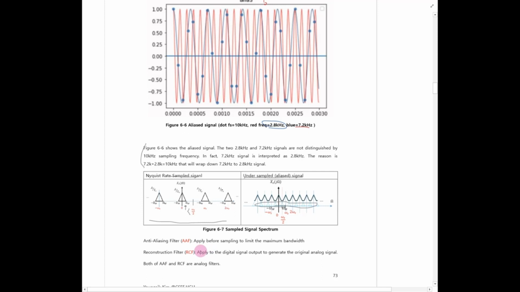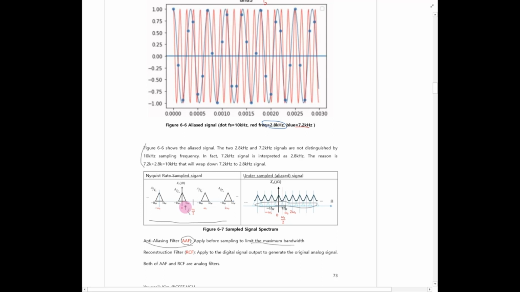So to make sampling safe, we need to limit the bandwidth of the signal. To limit the bandwidth, we use the anti-aliasing filter. The maximum bandwidth is limited by this anti-aliasing filter. So before sampling, we have to apply an anti-aliasing filter to avoid this aliasing phenomenon.